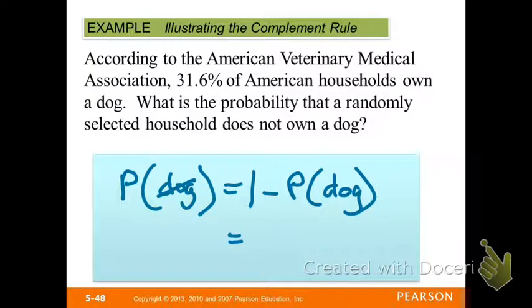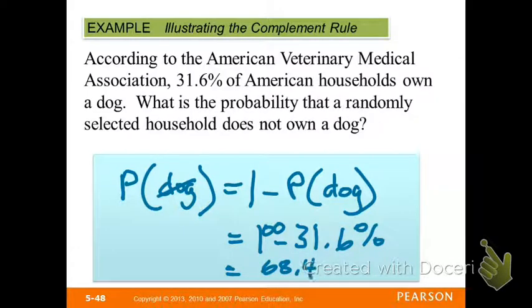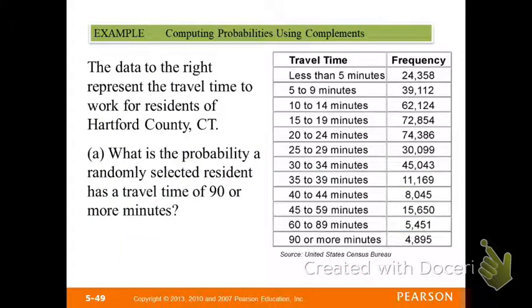And so that is 1 minus 31.6%. Actually, I should have done 100 if I'm going to speak in percents here, which is 68.4%. Is that right? Yeah, I think that's right. 68.4% is the probability that it does not own a dog. So it's just 1 minus the complement. Now, this is really simple and intuitive at this level.